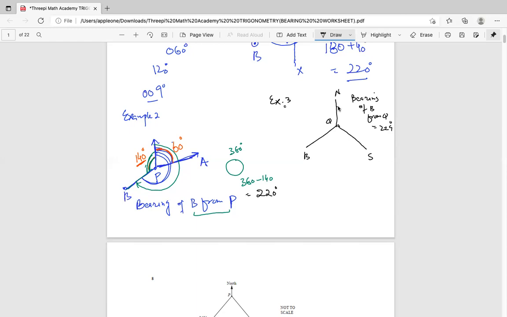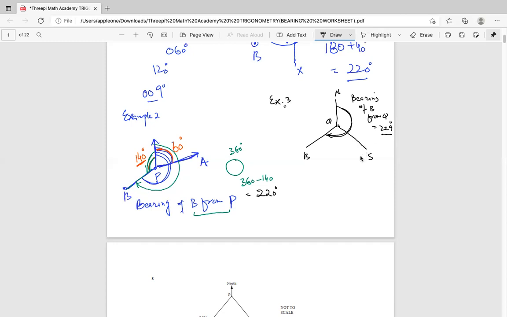Bearing of B from Q will be this one, according to the property and the rules. What are the rules? Clockwise, from north, and 3 digits. So from north, this is the north line, towards the line which joins B and Q. So that's the bearing. And this is clockwise. And that is 229, which is 3 digits. So that bearing is 229.